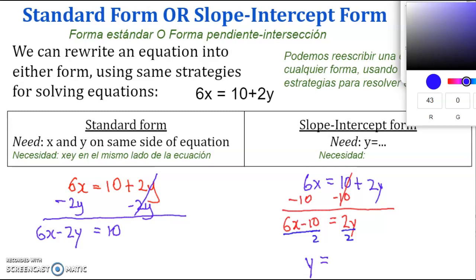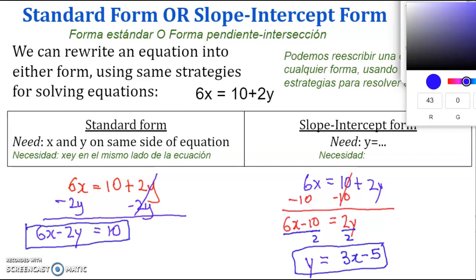So 6x divided by 2 is going to be 3x. And negative 10 divided by 2 is negative 5. Okay, so you are left with y is equal to 3x minus 5. So the interesting thing is, even though these two equations look very different, y is equal to 3x minus 5 and 6x minus 2y is equal to 10, they look very, very different. They actually represent the same equation.